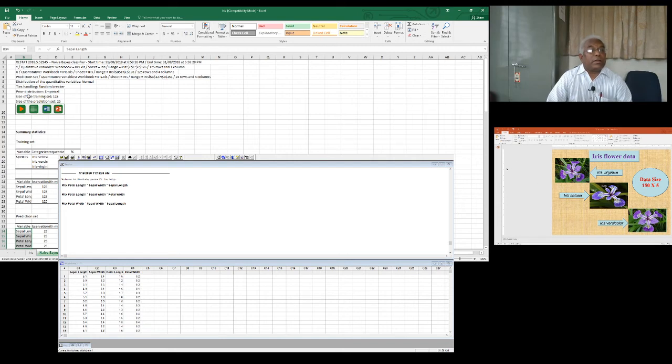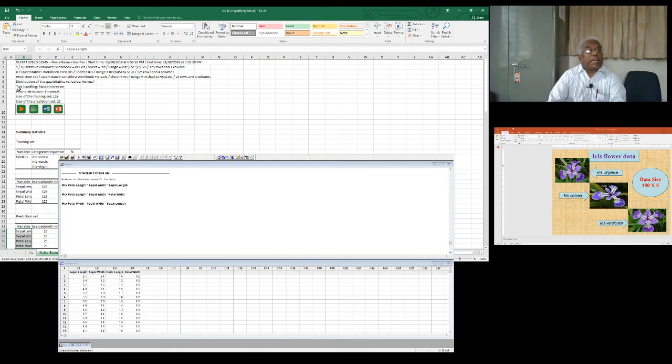Now see here, this XLSTAT has a number of applications, features and tools that include the Naive Bayes classifier. Now if you see this Naive Bayes classifier, the distribution of the quantitative variable is normal. So you are taking into account the normal distribution. I told you, whenever you are using a distribution, that algorithm comes under supervised learning. So naturally this Naive Bayes classifier, as a classification algorithm, is supervised learning.